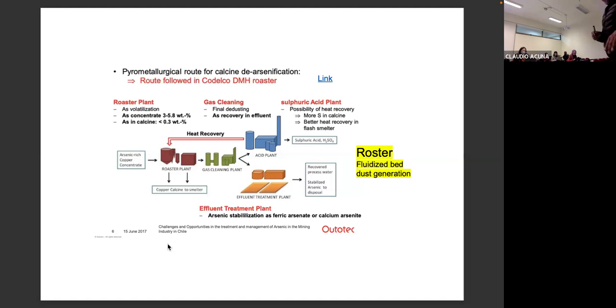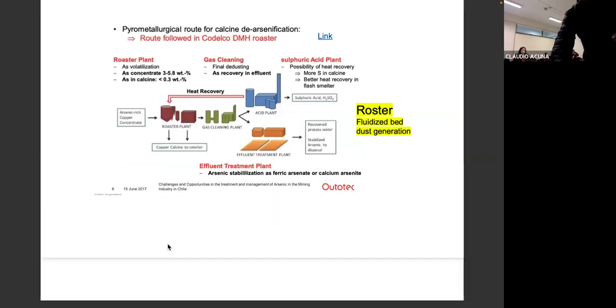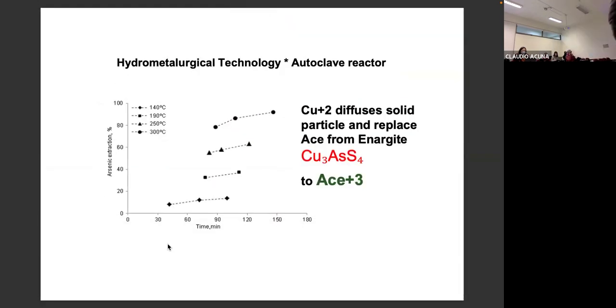So a number of years ago, I think it was about 10 years ago, we developed a technology to convert enargite, which is the main mineral. You have enargite and tennantite, on slide 36, enargite and tennantite. You are working with that, yes. Enargite and tennantite, that's the one I'm working with. And also you work with that.